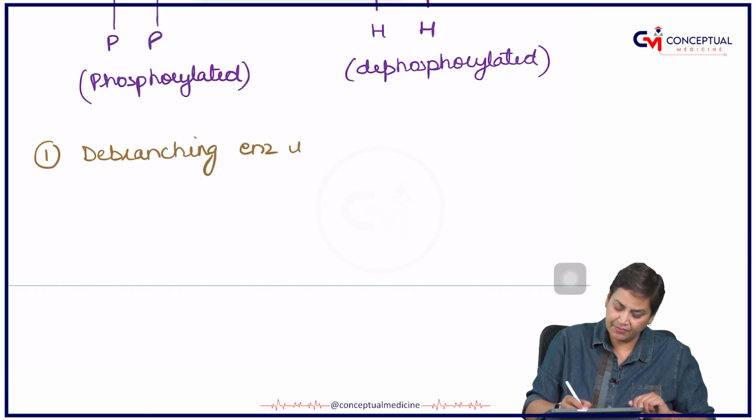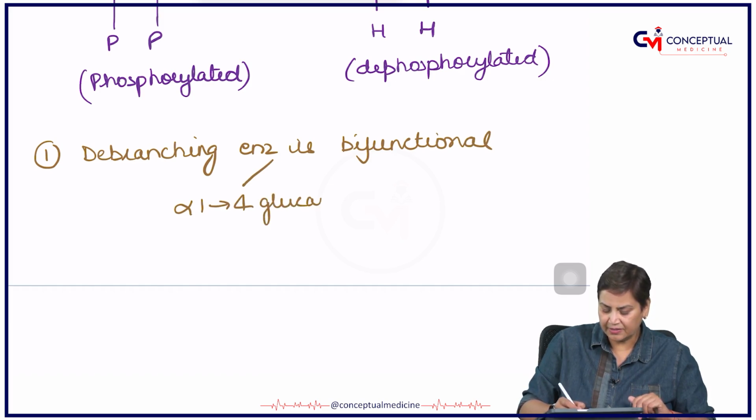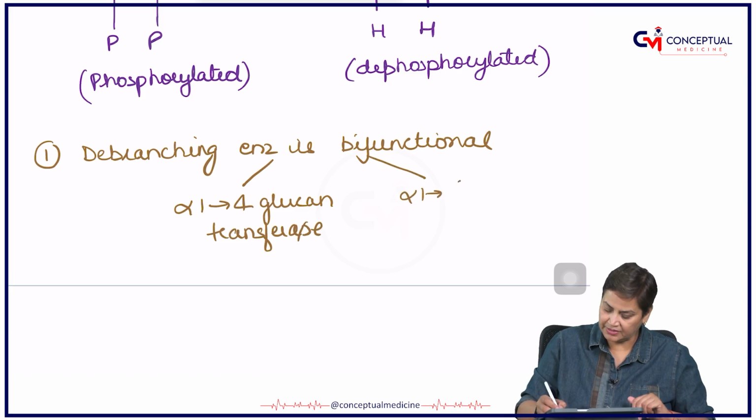Debranching enzyme is bifunctional as it has two activities. One is alpha-1,4 glucan transferase, because it is transferring, and the second activity is alpha-1,6 glucosidase.